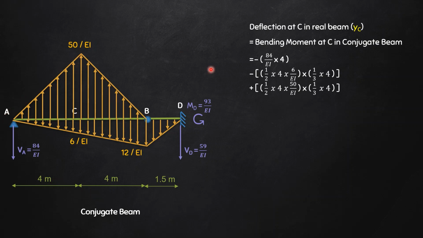Third, I'm going to take this half triangle, right? So it will be plus, since it is clockwise, half into base, that is 4, into height 50 divided by EI, and then I have to multiply it by the CG of this half triangle from C, which is 1/3 of 4. So if I calculate that, I get minus 218 divided by EI. Putting the value of EI, I'll get minus 0.048 meter, and the minus sign indicates that it is in the downward direction, 48.44 millimeter in the downward direction.